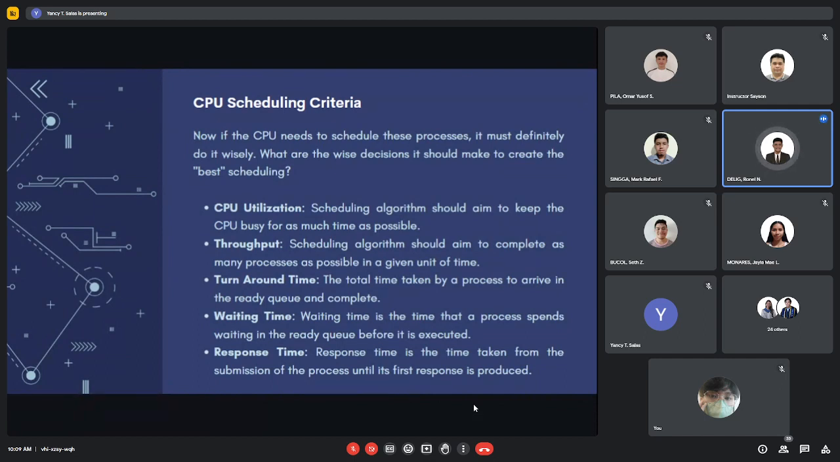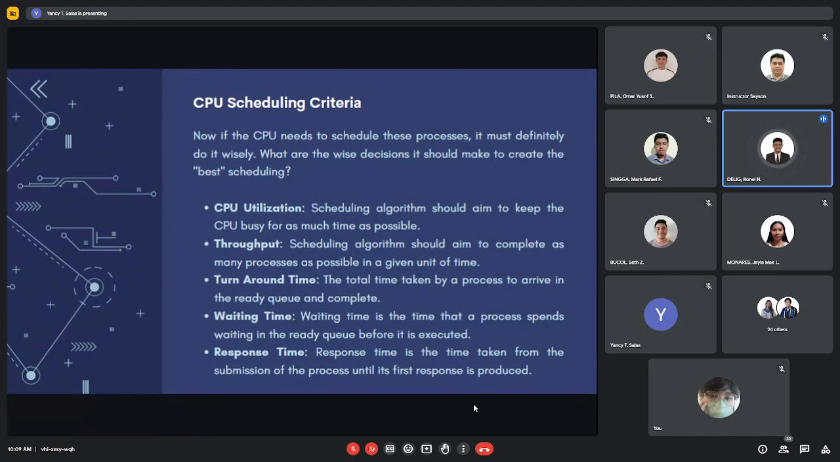And lastly, we have the response time. Response time is the time taken from the submission of the process until its first response is produced. So there are instances where our system is very fast in processing. Sorry for the sounds.